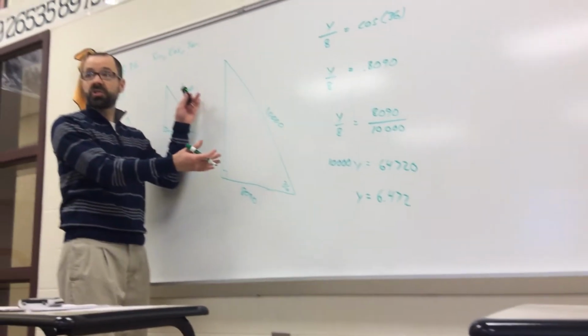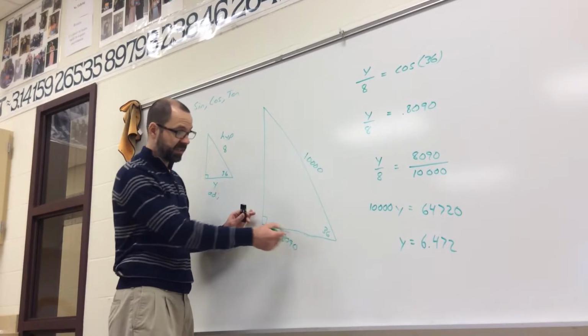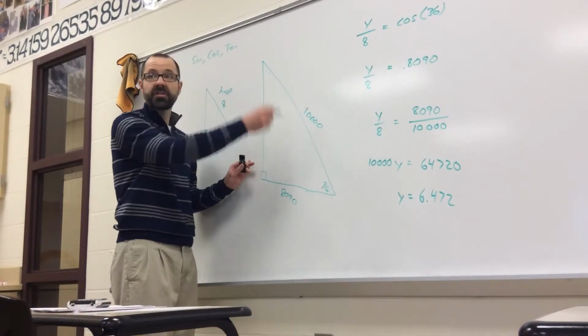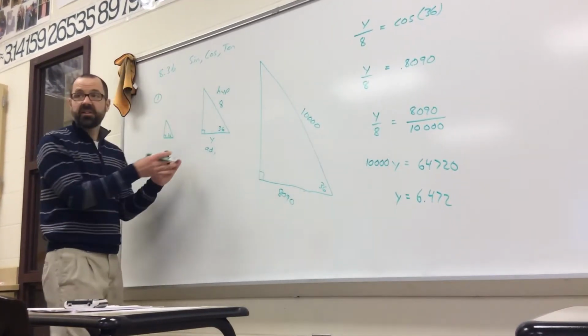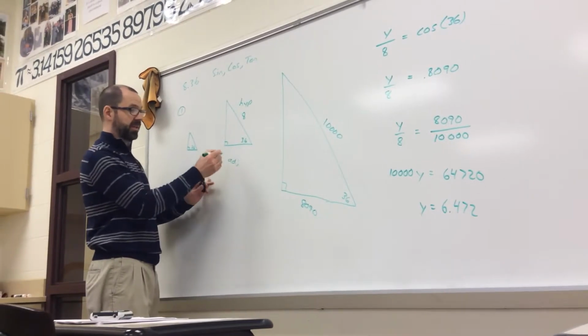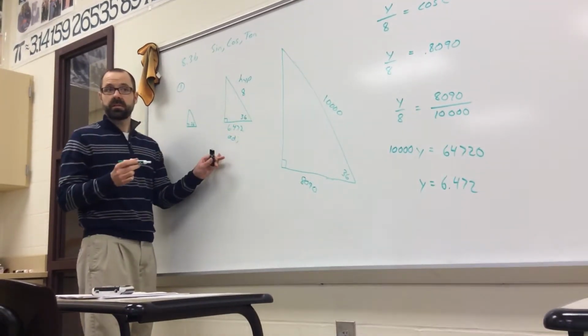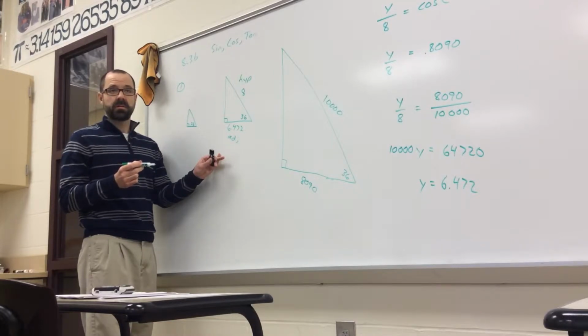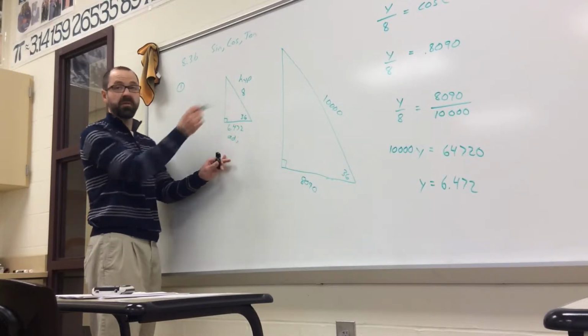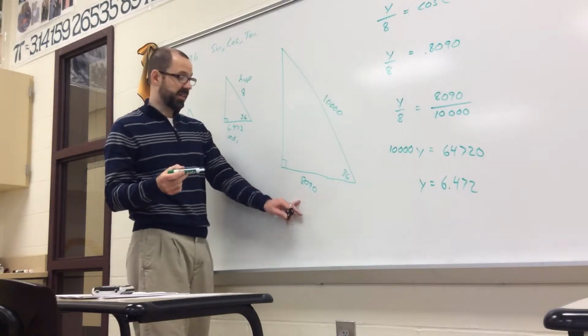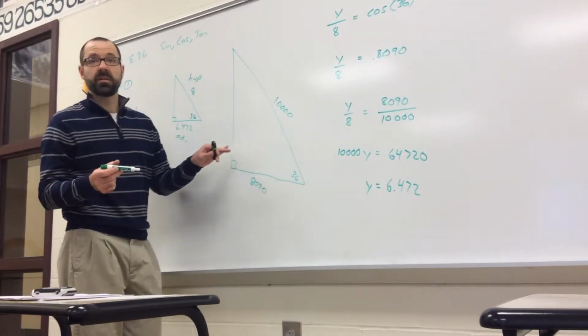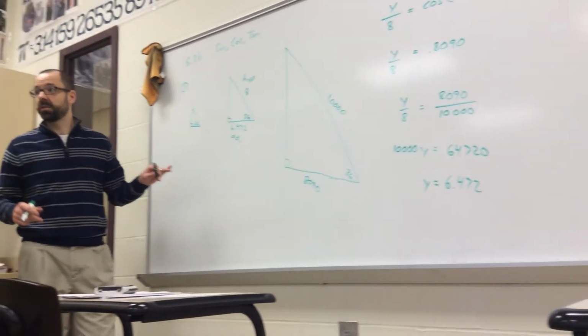So there's a very large triangle where this is 8,090 and this is 10,000. But we have the scaled down version of it where this is 6.472 and that's 8. But 6.472 over 8 is the same fraction as 8,090 over 10,000 because the triangles are similar.